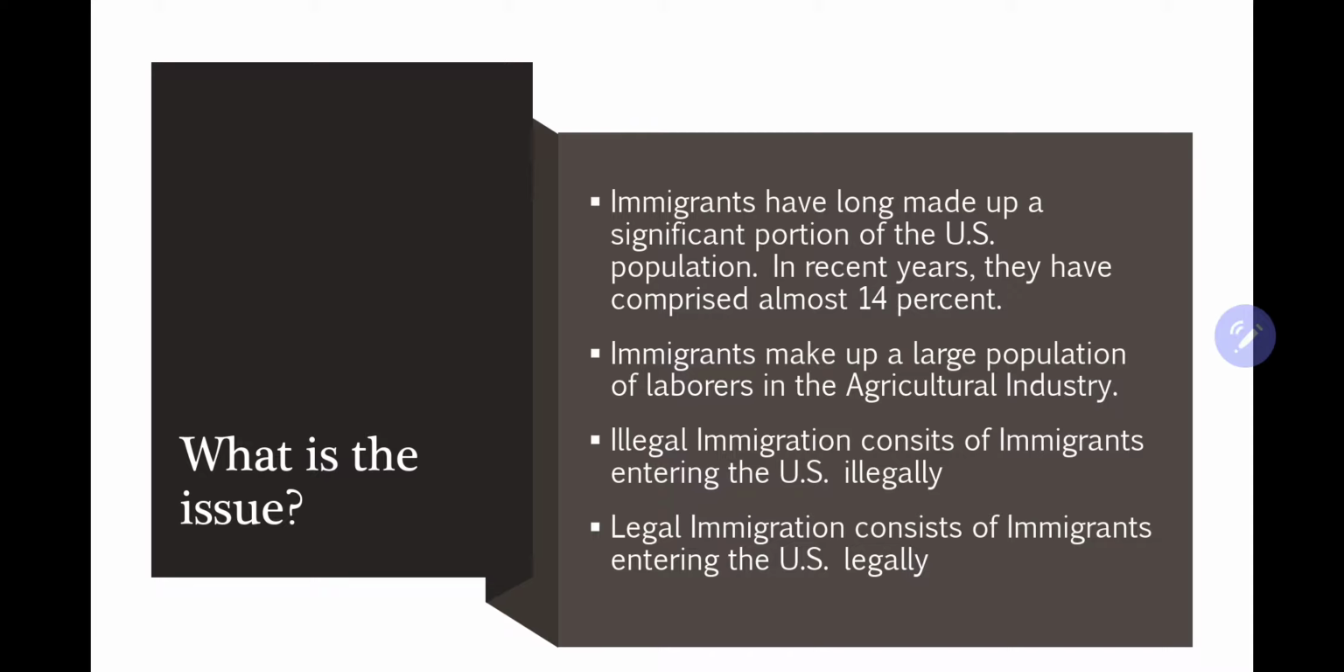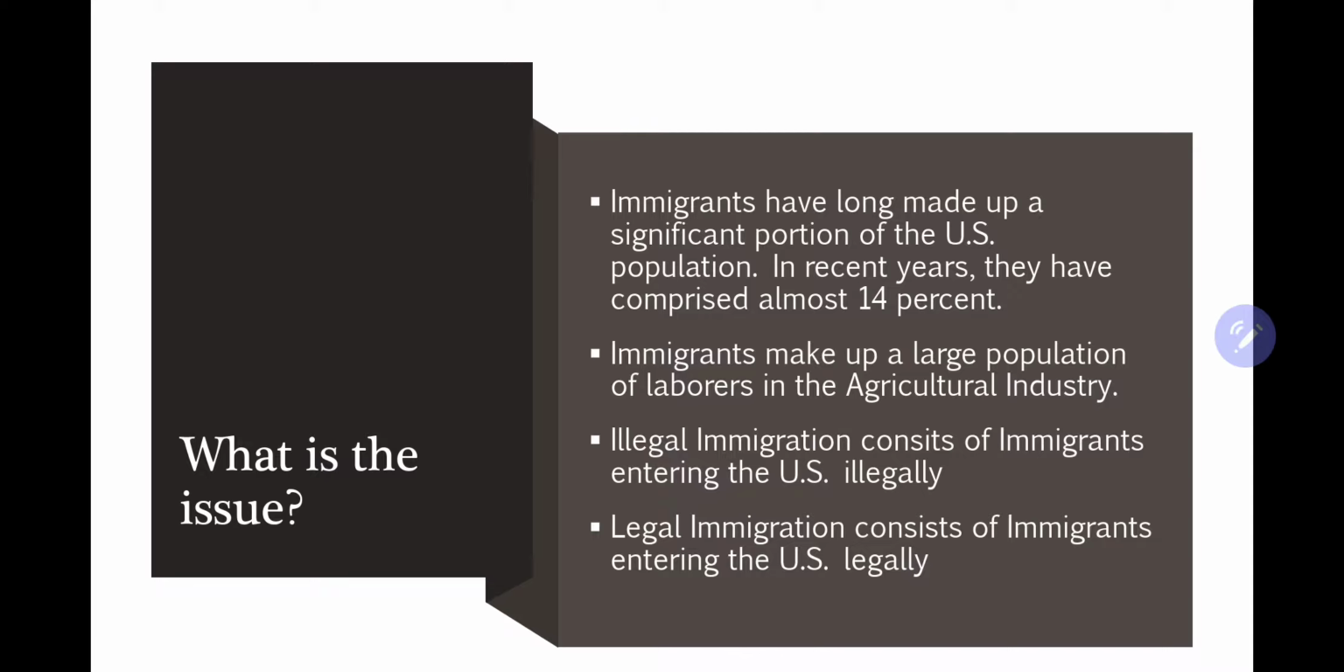And if you look at this, it's what immigrants have made up of the U.S. population. It's about 14%, and that's not including the illegal immigrants. That's talking strictly legal. And then we look at the population of immigrants in agriculture, and that is a large population too.